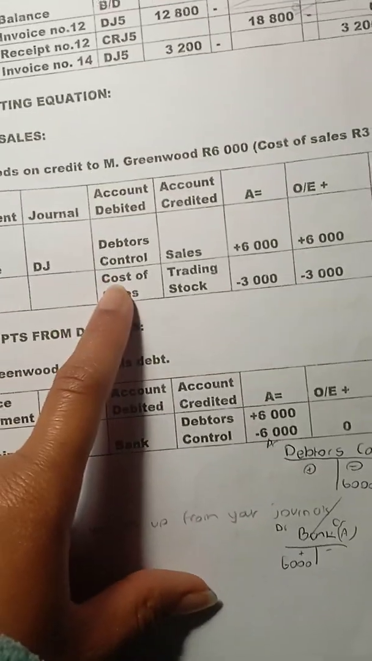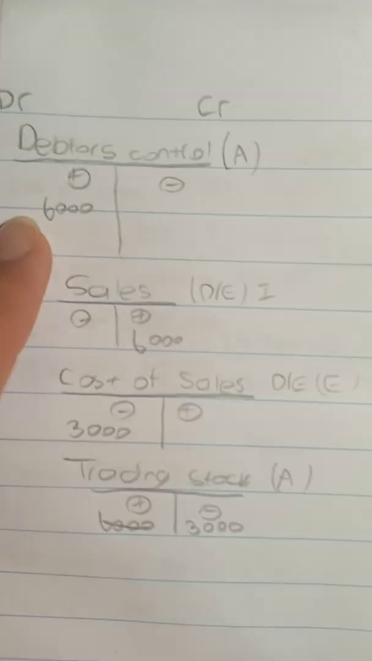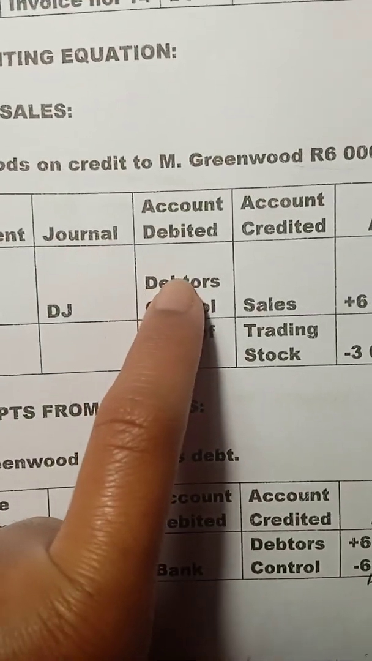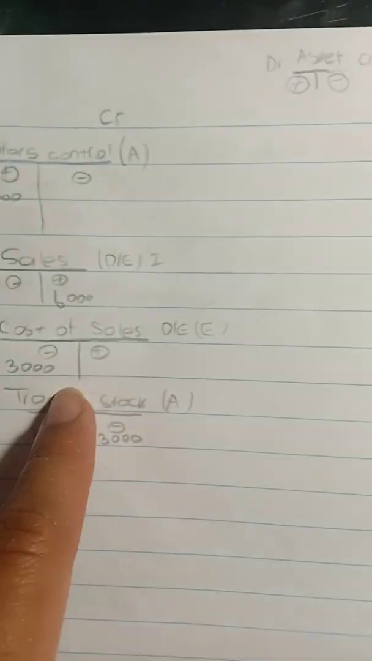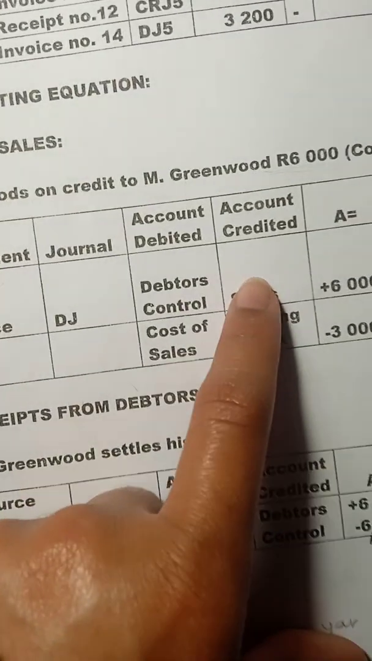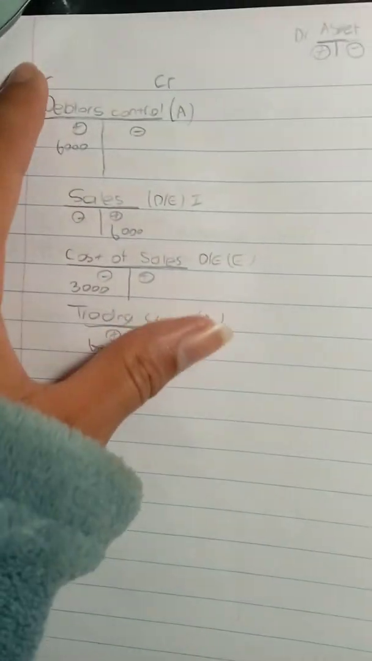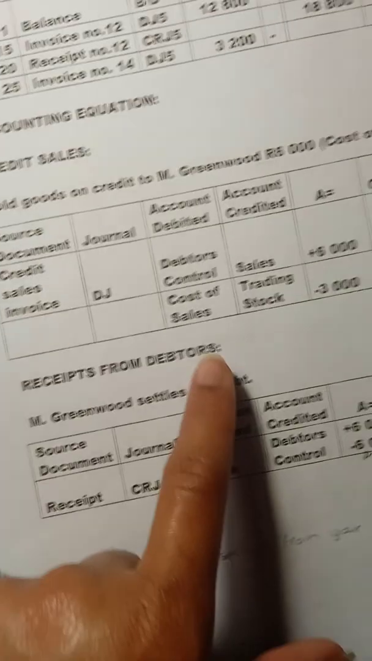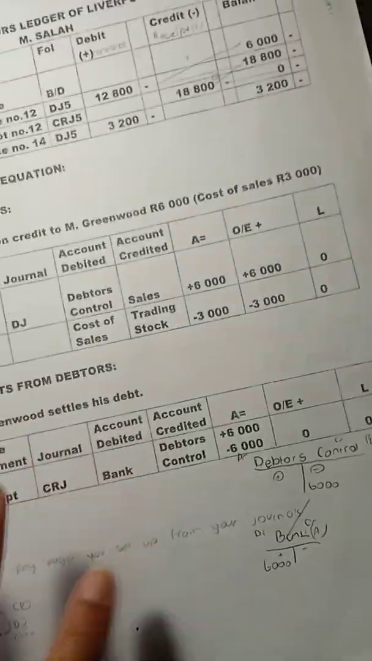And then account debited. Let's see what account was debited. Can you see? Here, debtors control was debited. And that's why it's here by debited. Account credited. Can you see the sales are under credit? Sales are credited. So that's why that's account credited. Cost of sales is also debited there. Can you see that? And the trading stock is credited. Can you see? And that's how we got there.